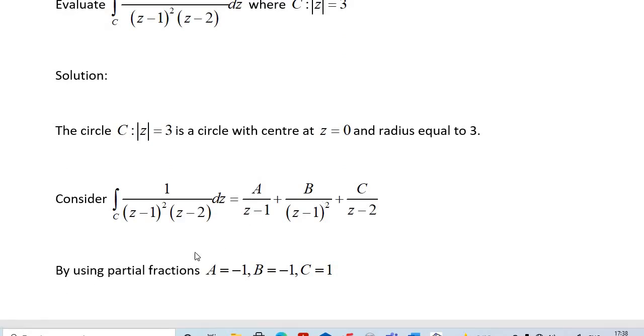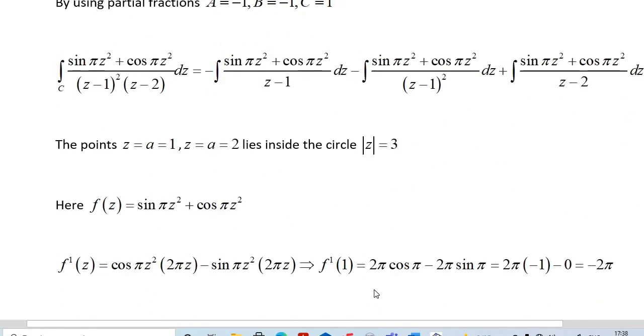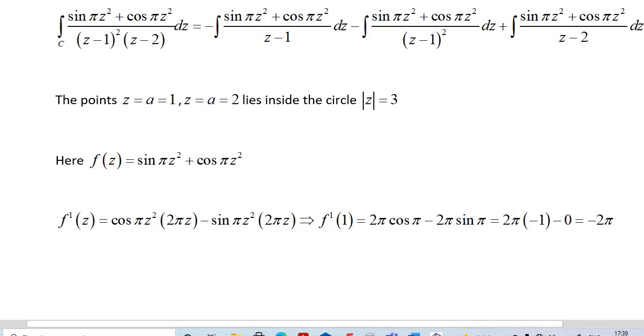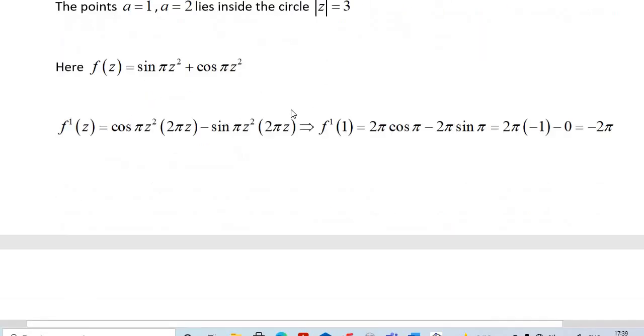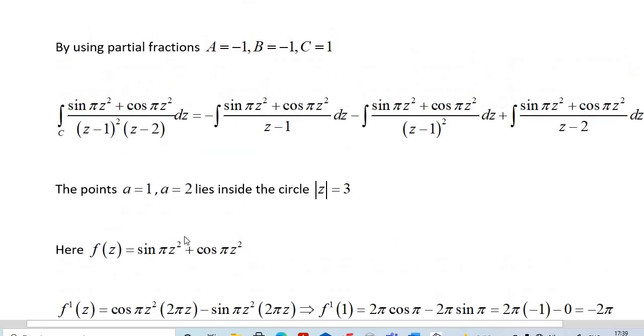By using partial fractions, you can find A as −1, B as −1, C as 1. Substitute and write down the separate integrations. And this is the given contour, |z| = 3. Observe that a = 1 and a = 2 both lie inside the circle. So we can easily use Cauchy's integral formula. Both points lie inside this contour, so there is no lifting.